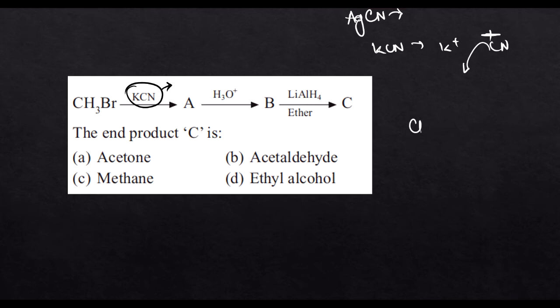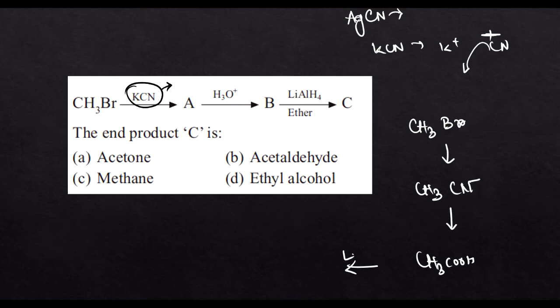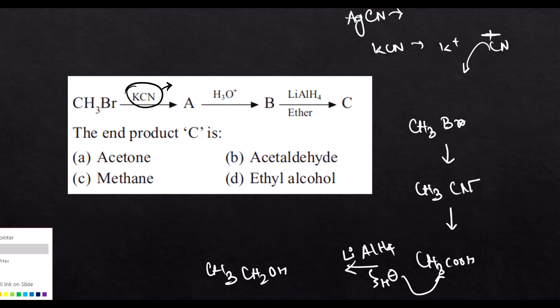As CH3Br reacts with potassium cyanide in alcoholic medium, it will be converted into methyl cyanide, CH3CN. After hydrolyzing it, we will get CH3CO2H, and to CH3CO2H, if I add lithium aluminum hydride, this one is a reducing agent, a source of hydride, and it will attack the acid part and form CH3CH2OH, and the answer will be option D, ethyl alcohol.